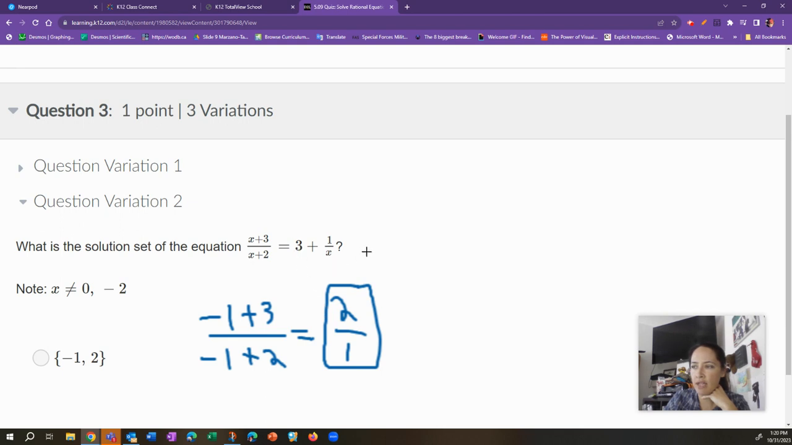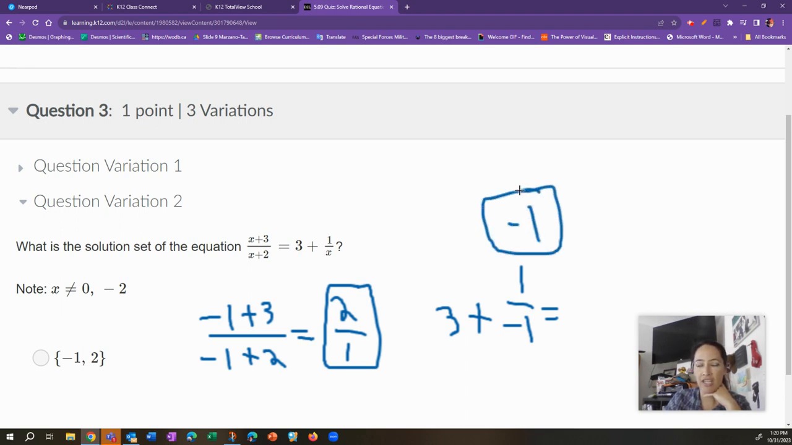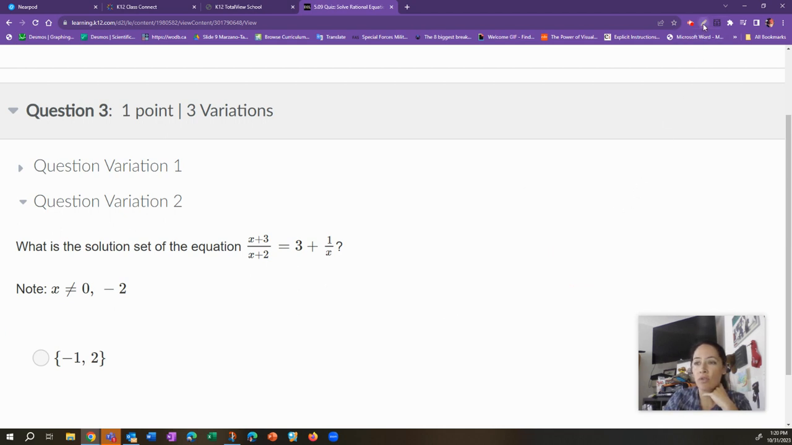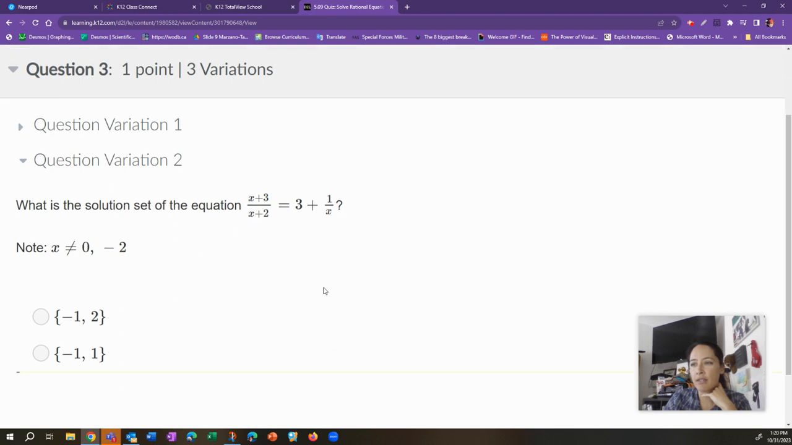So now I need to see if that is true. So we have 3 plus 1 over negative 1. Well, this whole thing, 1 over negative 1, becomes just regular negative 1. Check it, see if that makes sense to you. So 3 minus 1 is indeed 2. Okay, so negative 1 is an answer. I'm now going to scroll out and see if maybe... Okay, great. So now I have negative 1 and 2, negative 1 and 1.